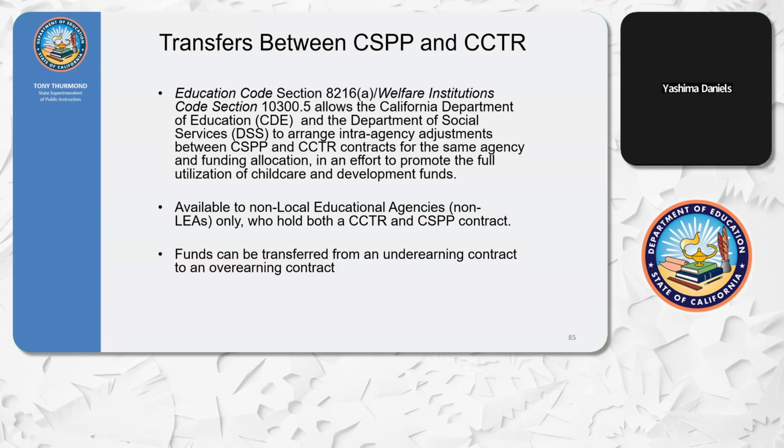Education Code Section 8216A and Welfare Institutions Code Section 10300.5 allows the California Department of Education and the Department of Social Services to arrange intra-agency adjustments between CSPP and CCTR contracts for the same agency and funding allocation in an effort to promote the full utilization of child care and development funds. This transfer is only available to non-local educational agencies who hold both a CSPP and a CCTR contract. Funds can be transferred from an under-earning contract to an over-earning contract.